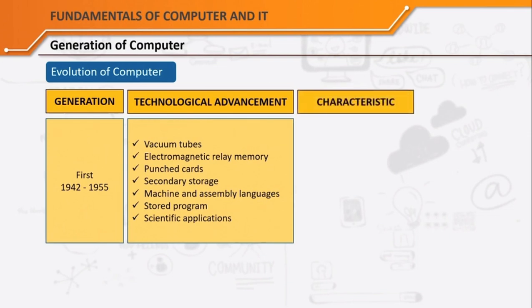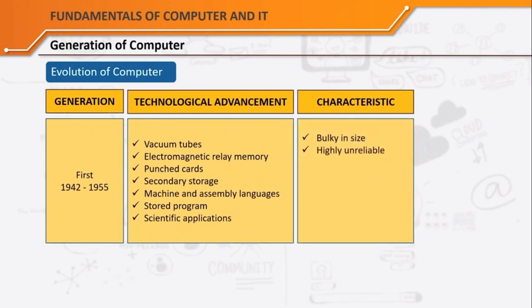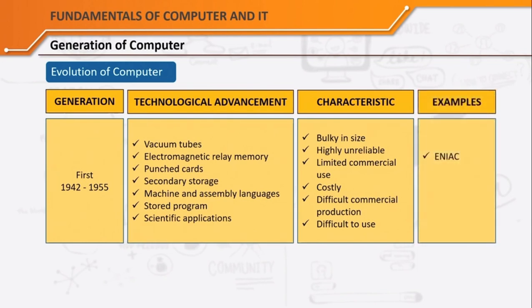If we talk about the characteristics of the first generation, they are bulky in size. They are also highly unreliable due to their size. At the same time, they have limited commercial use and cost. It was difficult for commercial production, and finally it is very difficult to use this generation of computer due to its bulky nature. A few examples of first generation computers are ENIAC, EDVAC, EDSAC, UNIVAC 1 and IBM 701. So these are the few computers which are considered first generation computers.